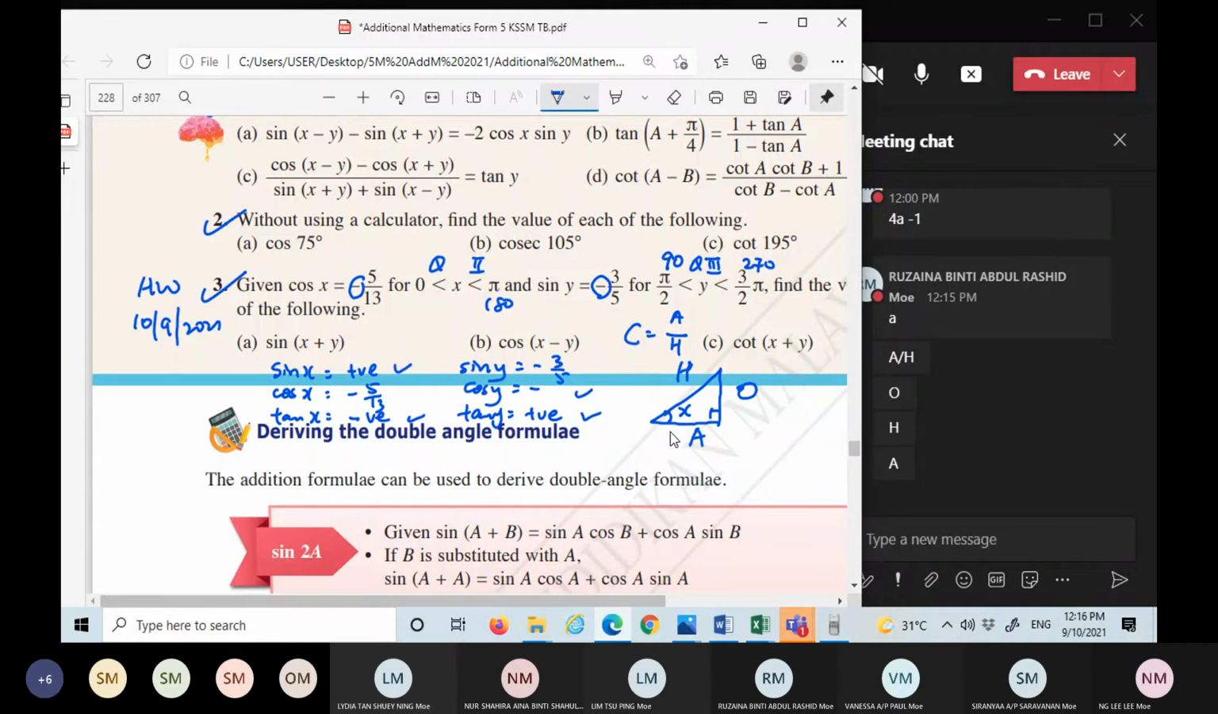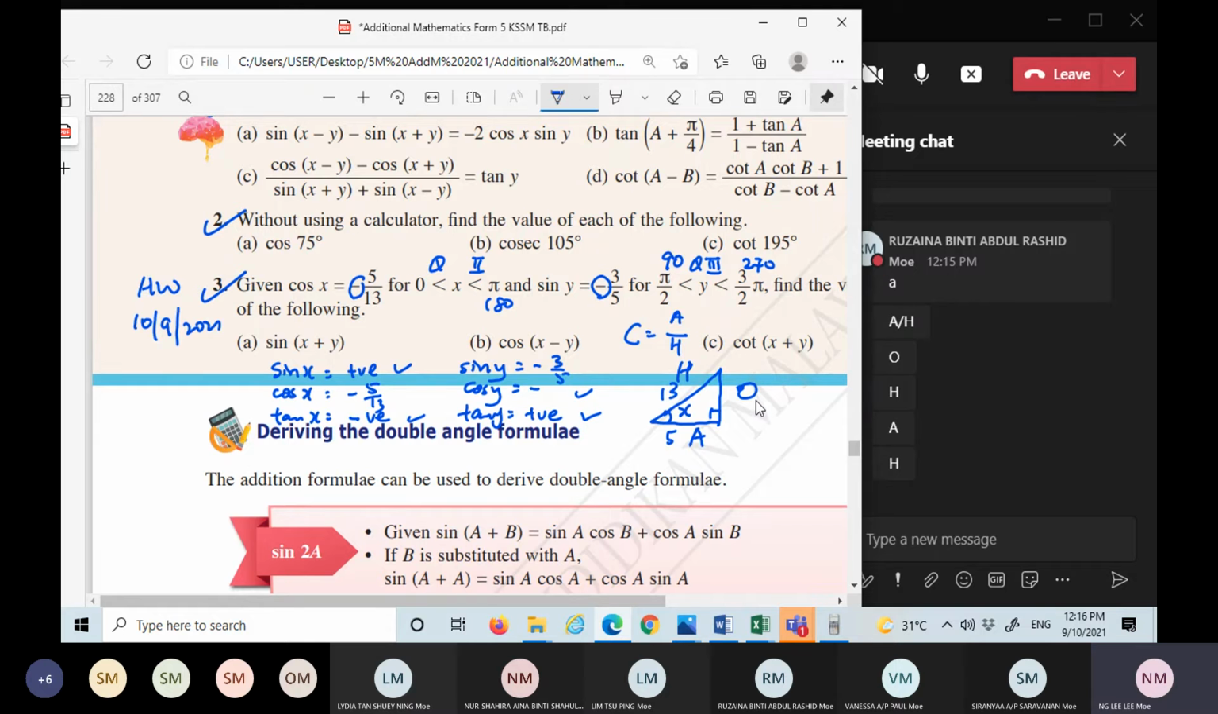Rosanna still? Where should I fill out for the 5? A. Okay. Where should I fill out for the 13? H. Okay, may I know what is the length? How long for the O? Just tell me the answer.